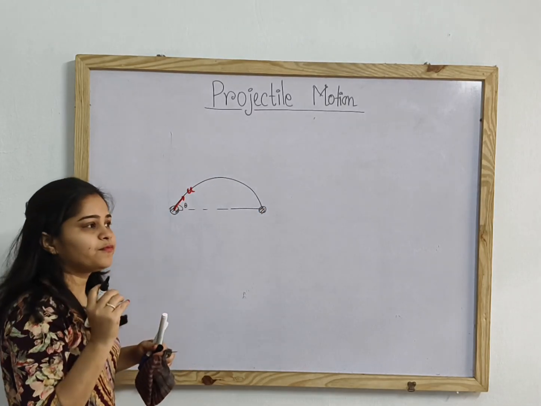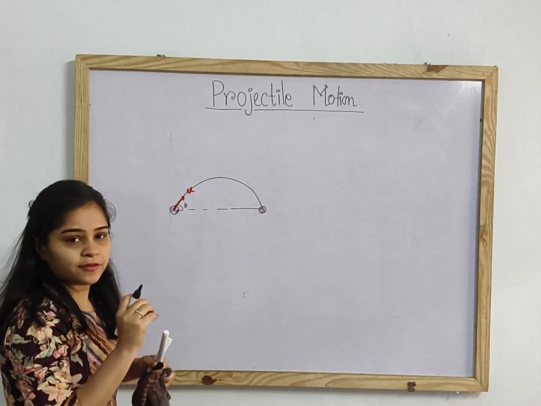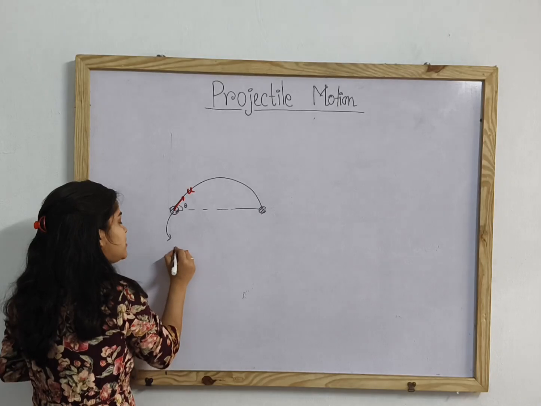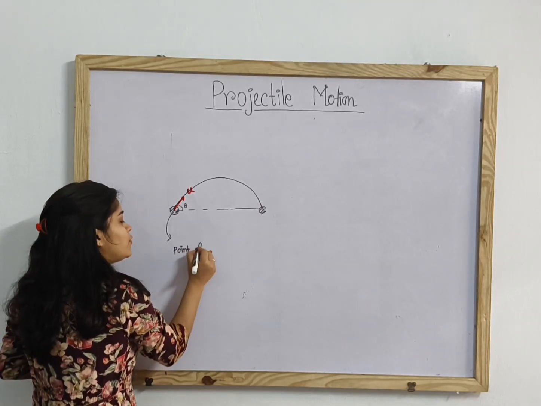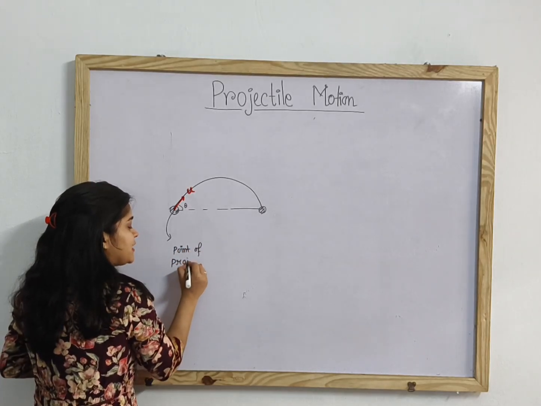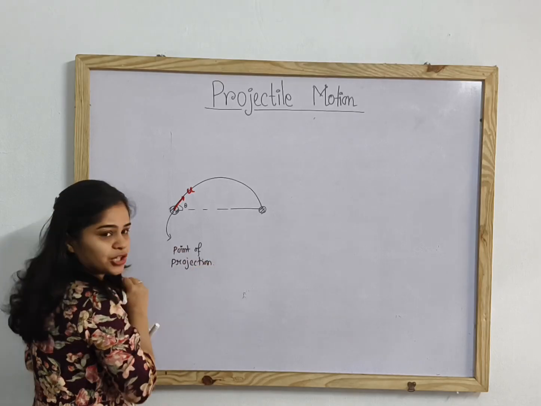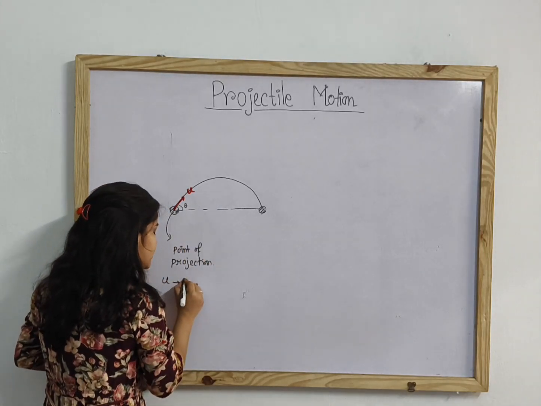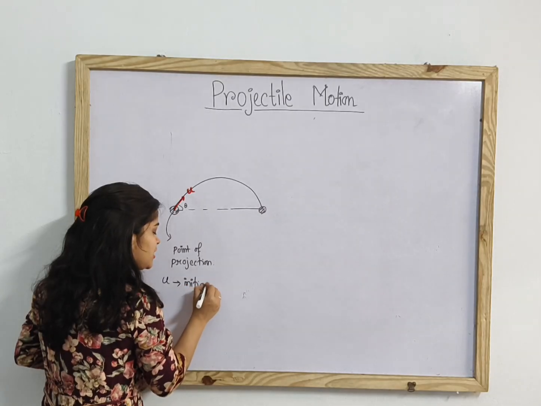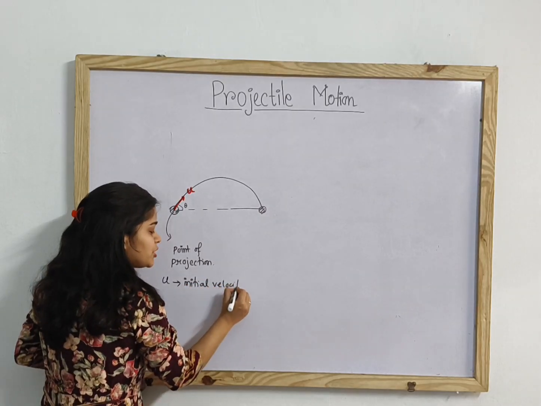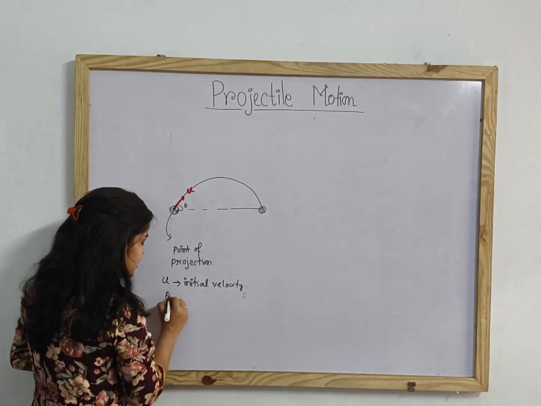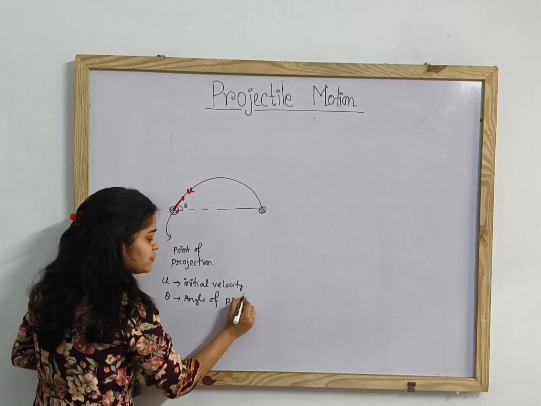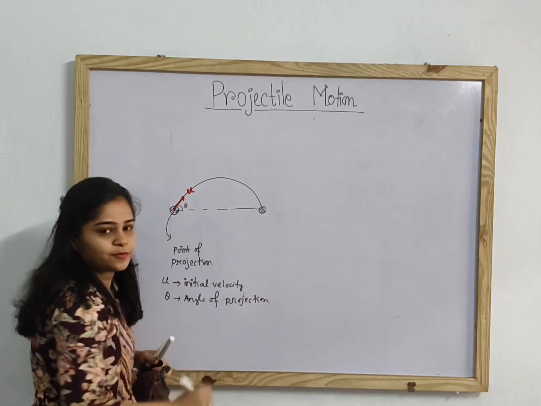First of all, the point from which the projectile is thrown, we take as the point of projection. The velocity u is called the initial velocity of the projectile. And what is theta? Theta is your angle of projection.